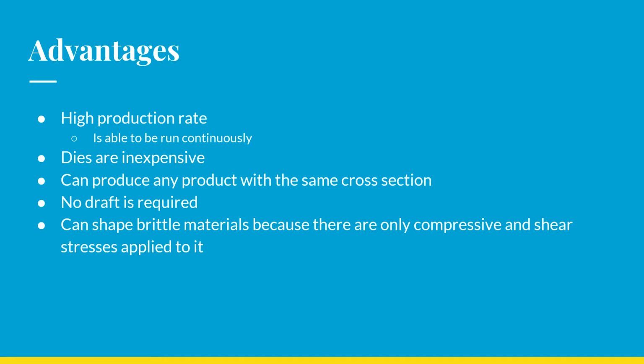This process is preferred because it has a very high production rate, for it's able to run continuously, and dies are exchangeable and inexpensive. It can produce any products with the same cross-section, and no draft is required. It can shape brittle materials because there are only compressive and shear stresses applied to it.